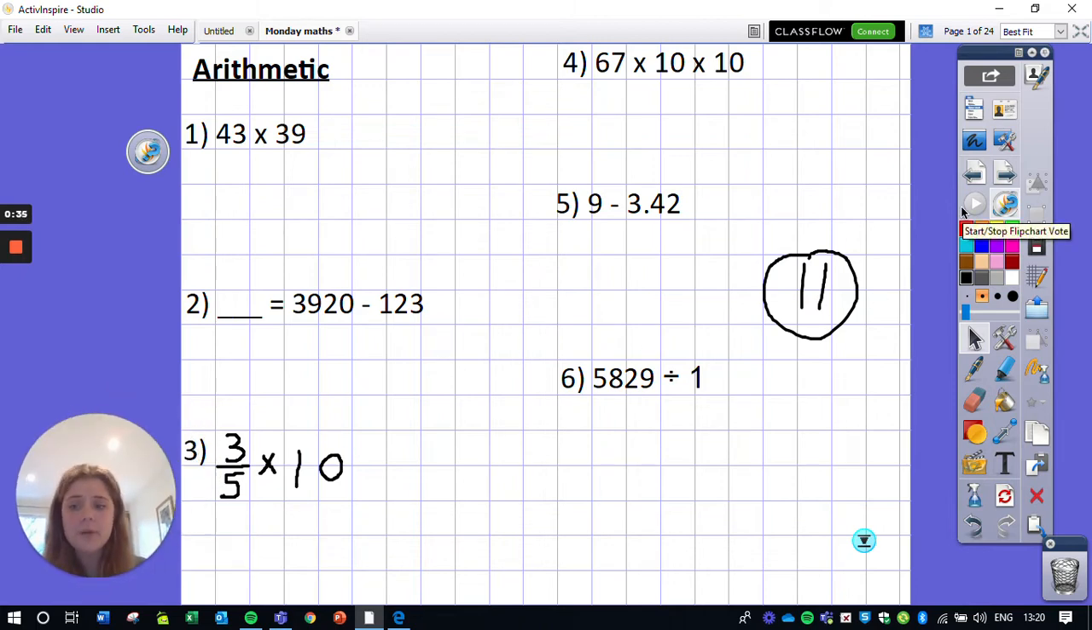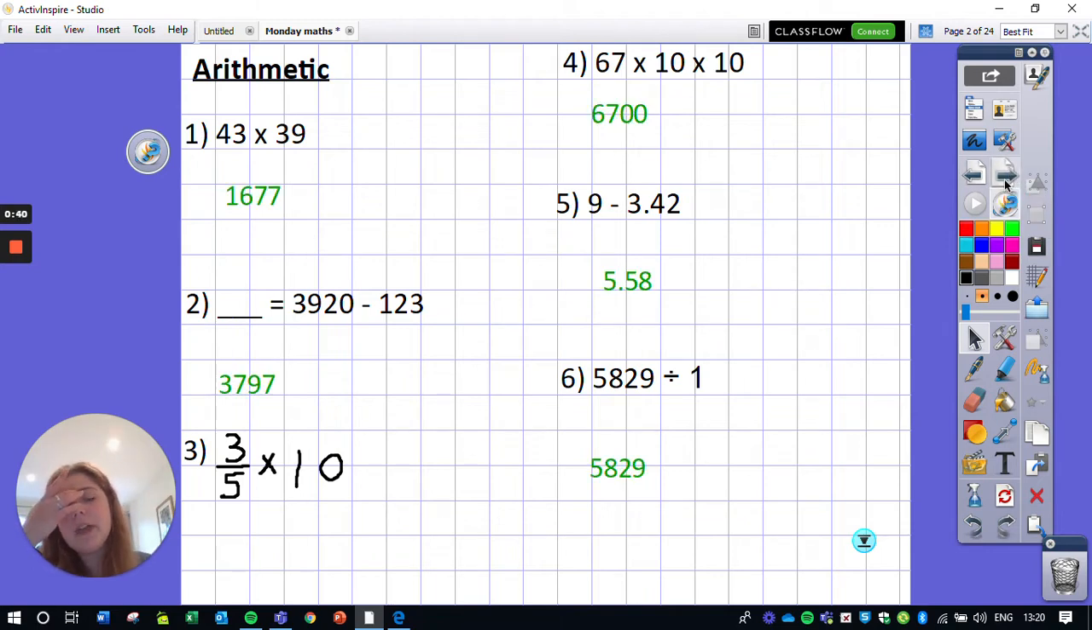Okay, I'm going to start going through the answers now. Make sure you've answered all 6 questions with all of your working out. For most of them, I'm just going to simply give you the answer, but I do want to spend a little bit more time on question 3. Question 3 is a multiplication of fractions.